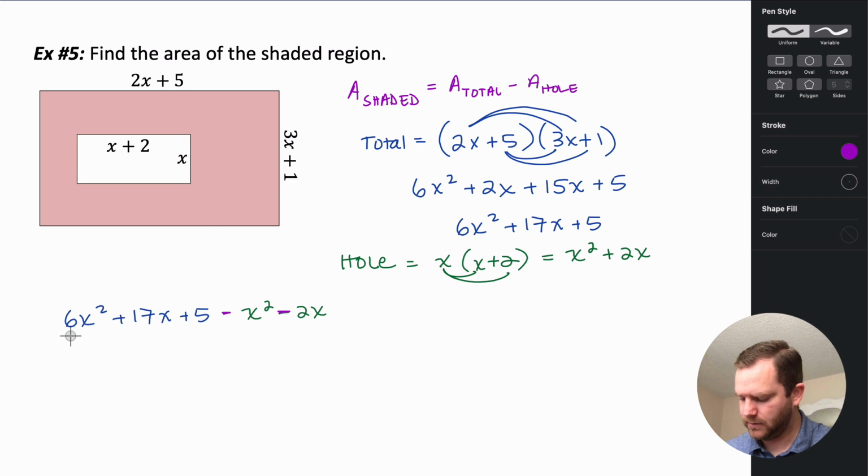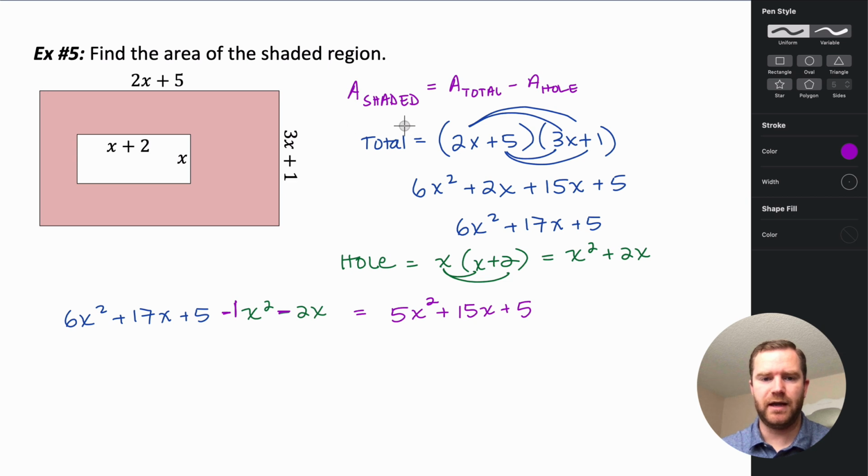And we can now just combine our like terms. So what is 6x squared minus x squared? Well, that's going to be 5x squared, right, because this has an implied 1 out in front. 17x minus 2x combine to be positive 15x, and then 5 is all by itself. There's no like terms with it, so we end up with 5x squared plus 15x plus 5. So that would be how you'd find the area of the shaded region.